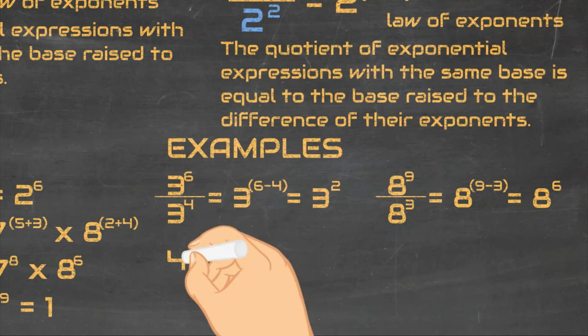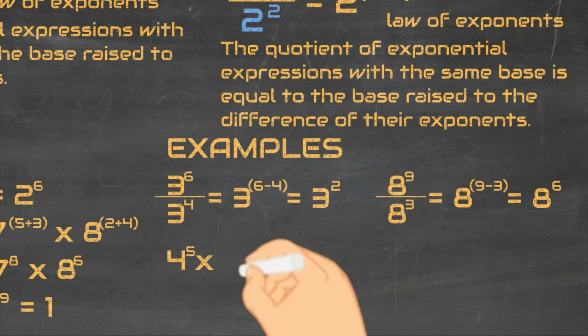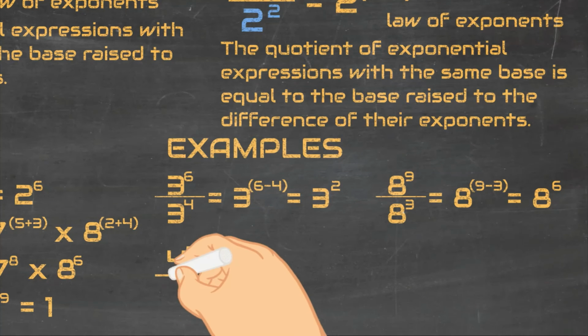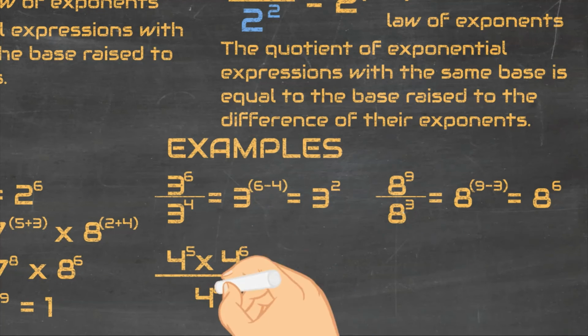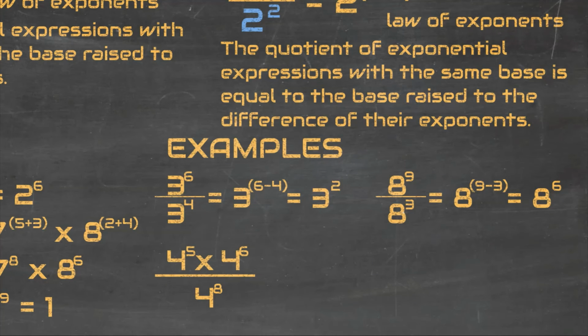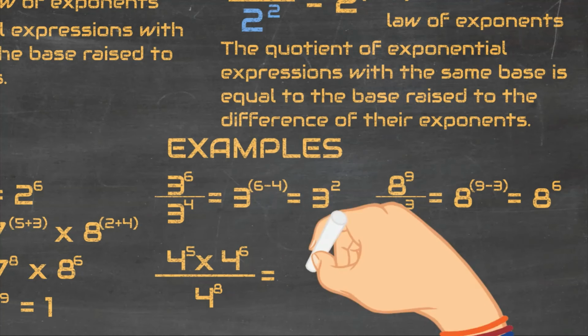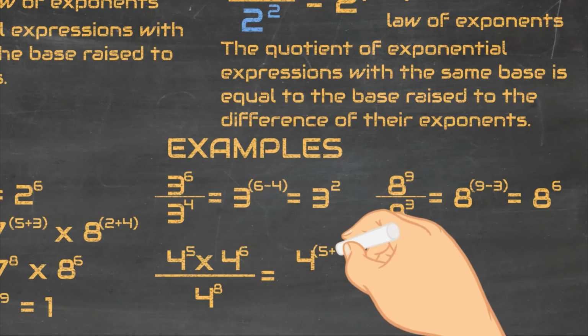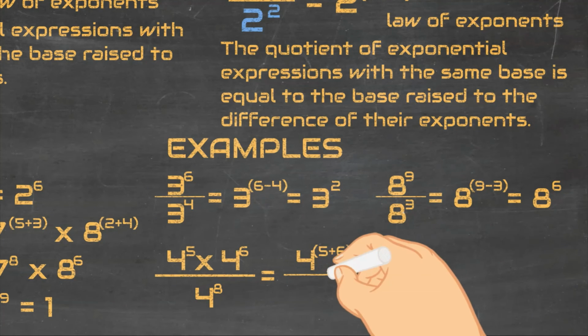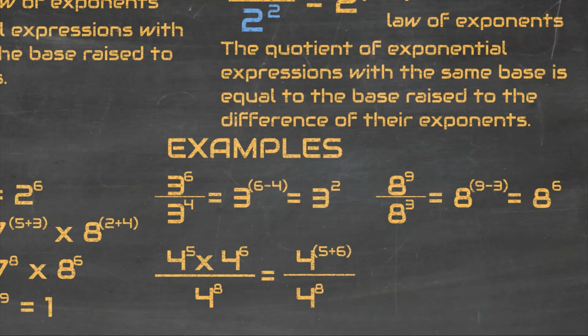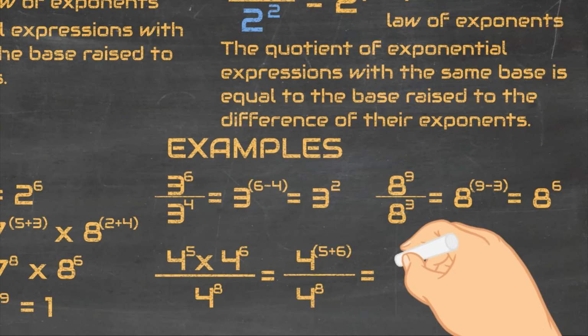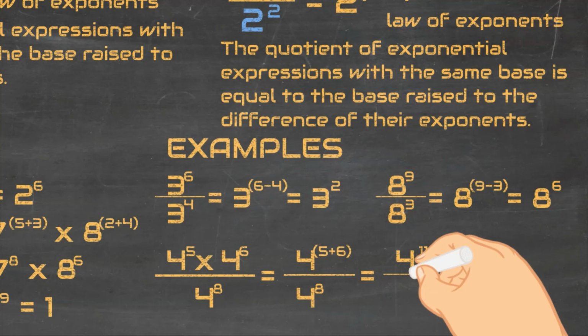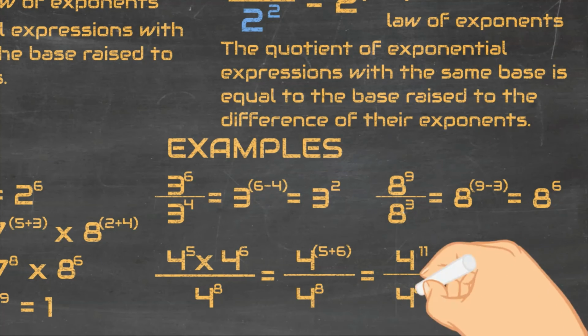Next example: 4 to the 5th power times 4 to the 6th power divided by 4 to the 8th power. In this example, we can perform the operation on top first. 4 to the 5th power times 4 to the 6th power equals 4 to the power of 5 plus 6. We can then just copy the divisor. The expression then becomes 4 to the 11th power divided by 4 to the 8th power.